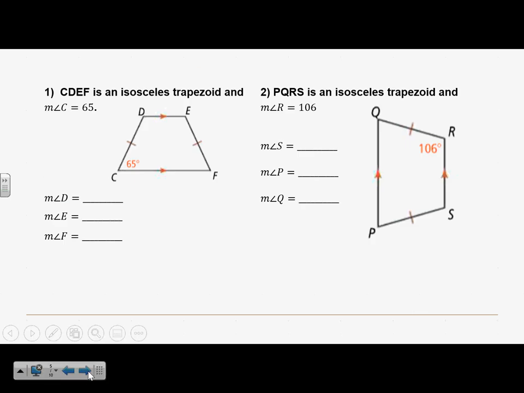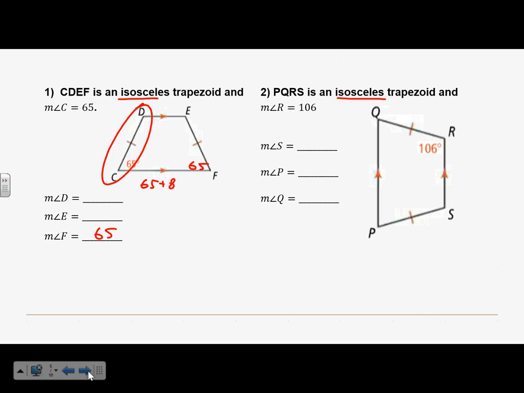So these first two, we're solving for all these missing angles, but please realize they are both isosceles trapezoids, so everything on the last slide does apply. Angle C is 65, which means angle F is 65. Now to find the other angles, remember what I said: the left angles add up to be 180, so do the right angles.